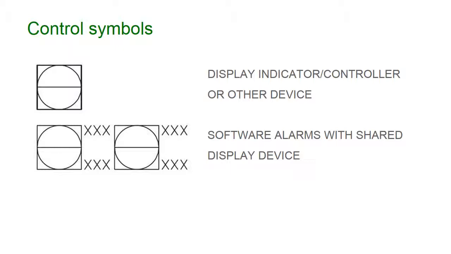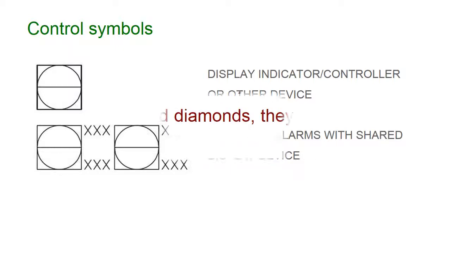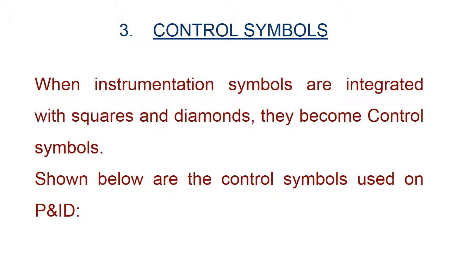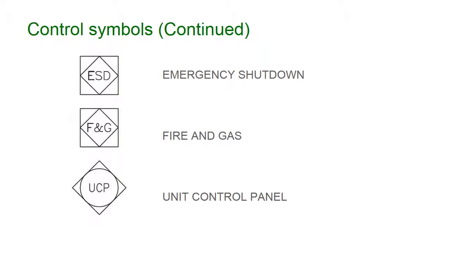Display indicator controller or other device. Software alarms with shared display device. When instrumentation symbols are integrated with squares and diamonds, they become control symbols. Shown below are the control symbols used on P&ID. Emergency shutdown, fire and gas, unit control panel.